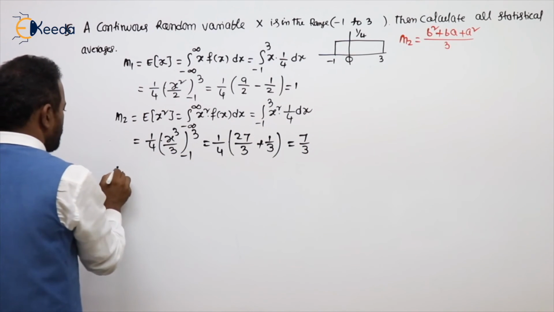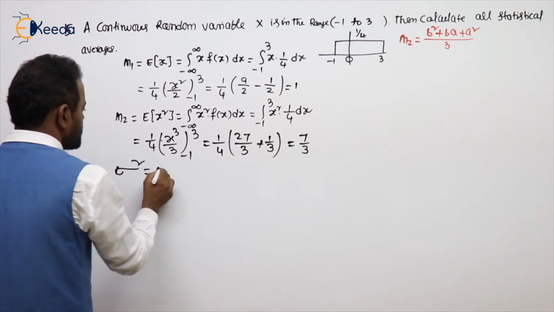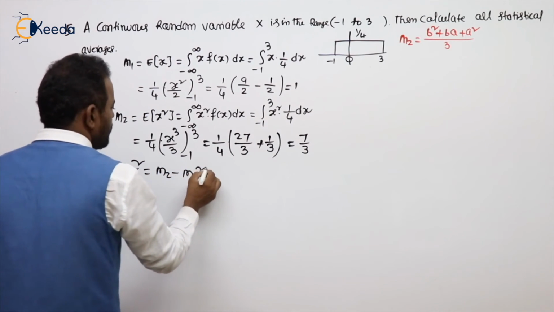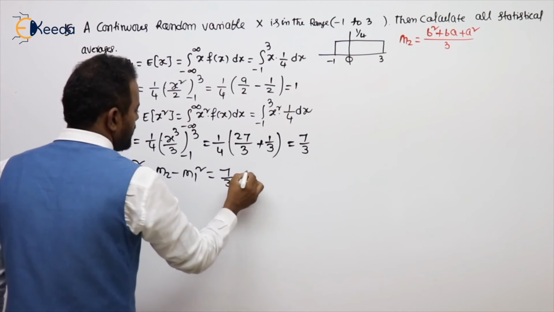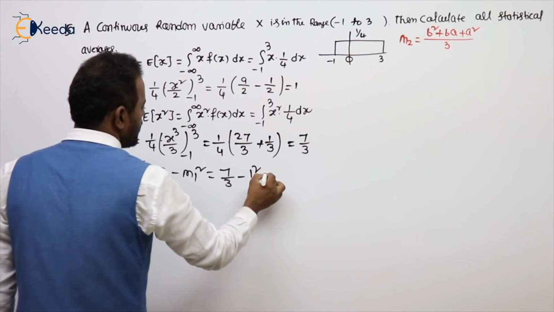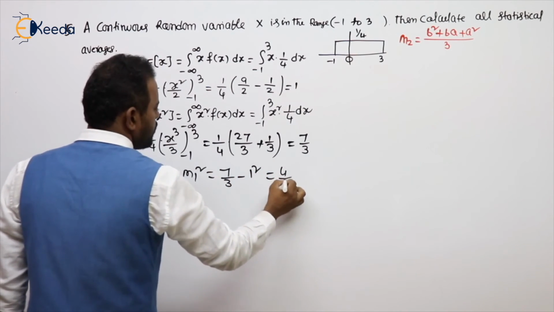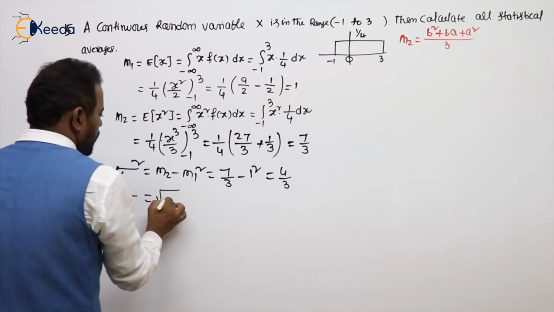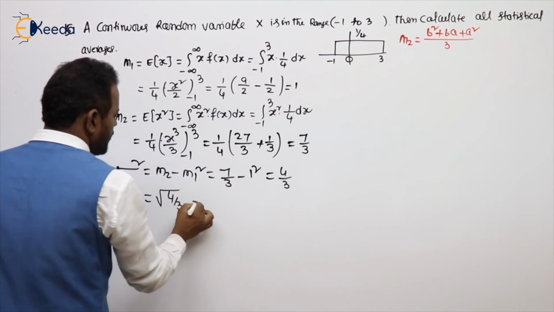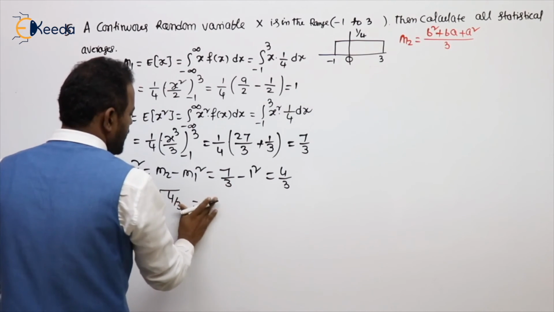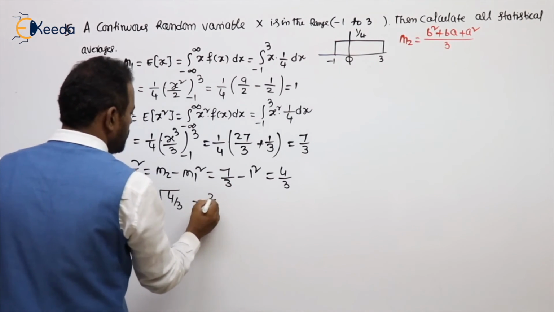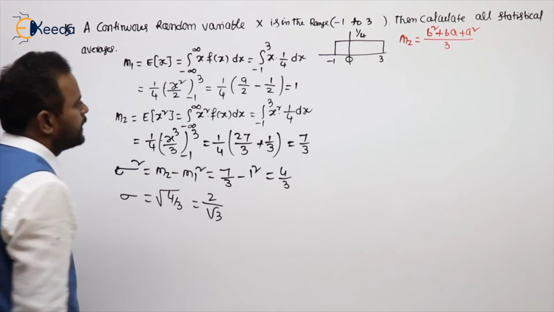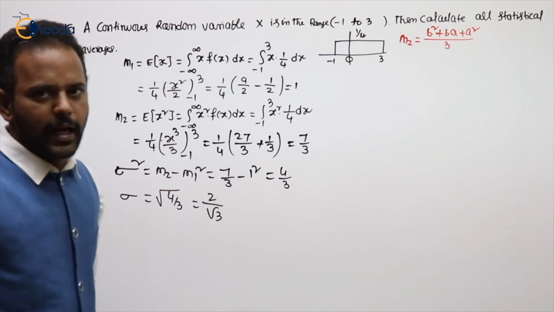Next, what about the variance, sir? Sigma square is m2 minus m1 square. 7 by 3 minus the m1 value 1. 1 square is 1. So this is 4 by 3. What about the standard deviation? Root of variance, root of 4 by 3. Root 4 means I can write directly 2 by root 3. This is with the formula, the normal calculation.